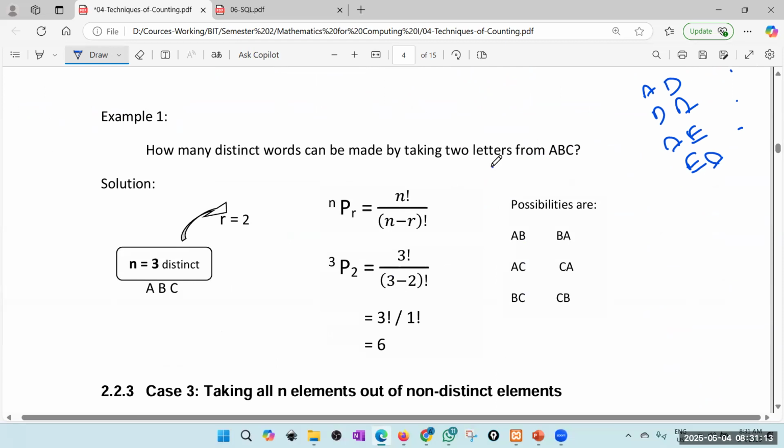Right, so this is exactly the question we did. We have 3 distinct elements A, B, C. We take 2 and arrange 6 ways.